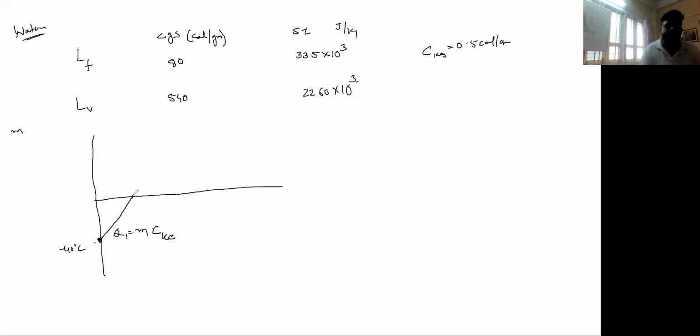Now when it is at 0 degrees centigrade as ice, to convert it into water at 0 degrees centigrade, what do we require? Mass of ice into latent heat of fusion. So after this Q2, the ice is converted into water at 0 degrees centigrade. Now water moves from 0 degrees centigrade to 100 degrees centigrade.